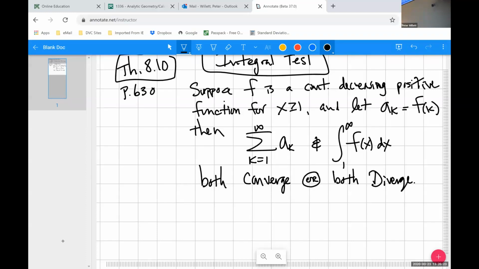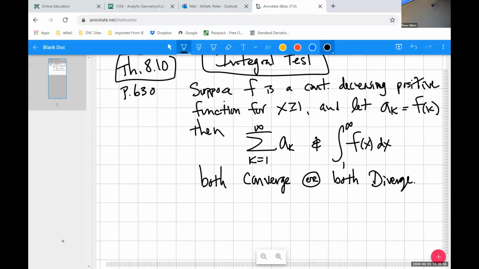So what does this mean? This means that if you have a series where the terms of the series can be viewed as values of a continuous function, and we know the improper integral of that continuous function can be seen to converge or diverge, then the series must also converge or diverge just as the improper integral does.